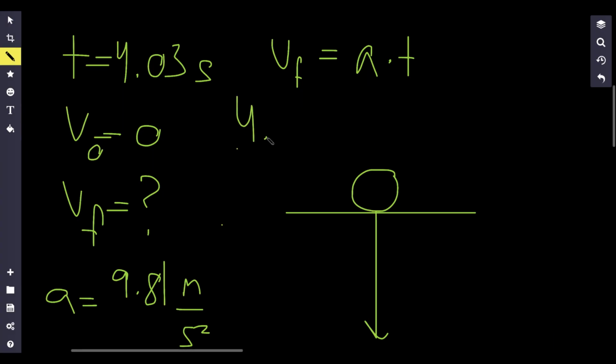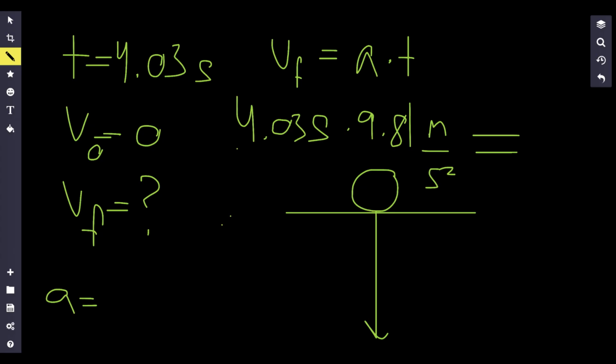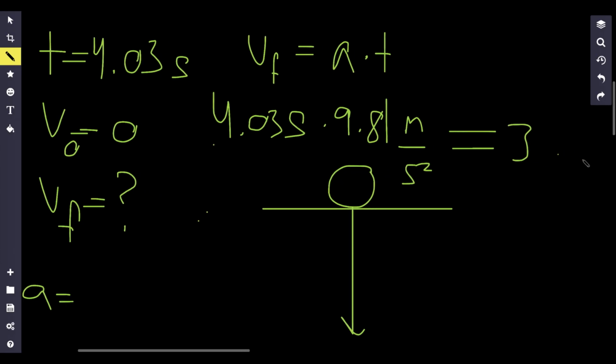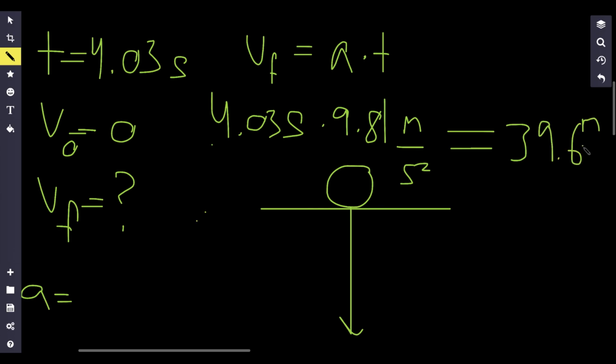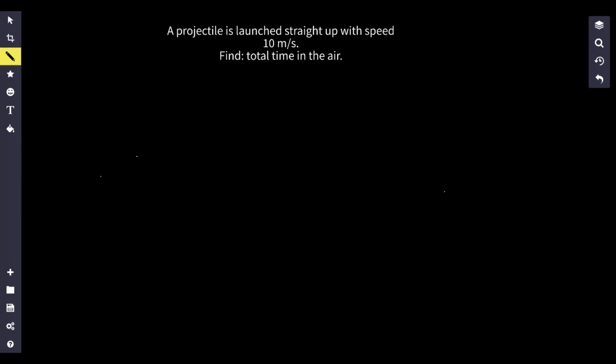So if it takes 4.03 seconds to fall to the ground, and the acceleration is 9.81 meters per second squared, we just have to multiply these two values together to get our final velocity. When you do so, you're going to get around 40 meters per second, or more precisely 39.6 meters per second. Remember that because we treat downwards as the positive direction, it makes sense that my final answer is positive, right?